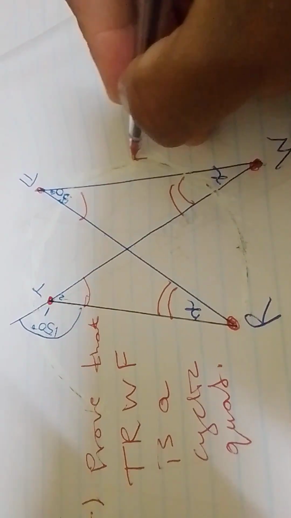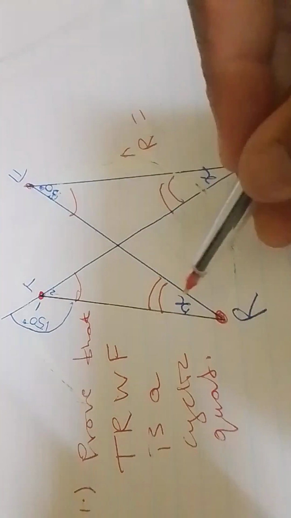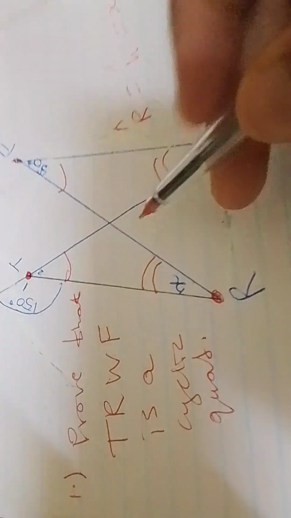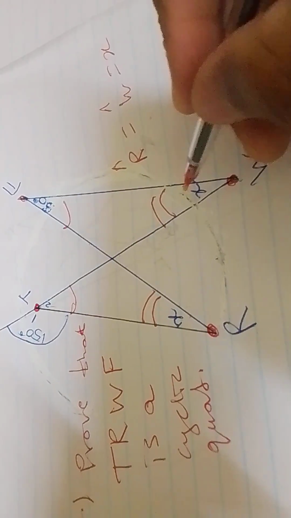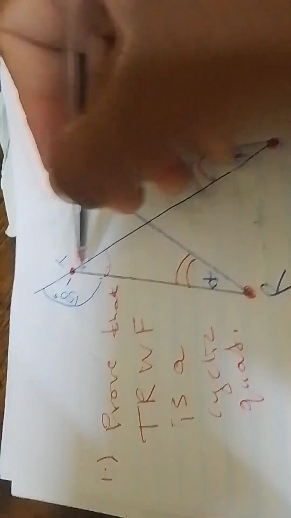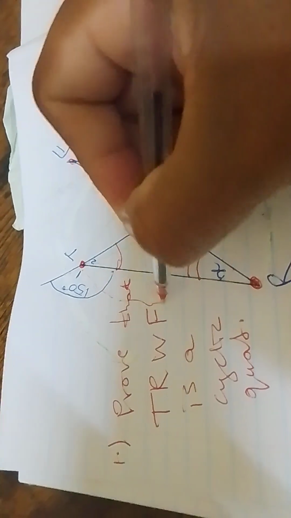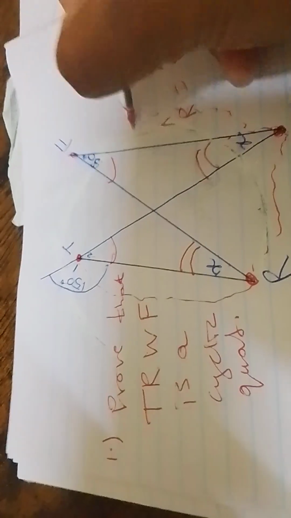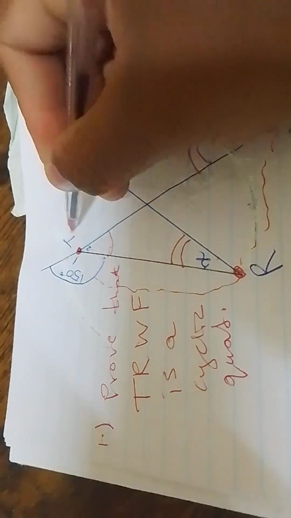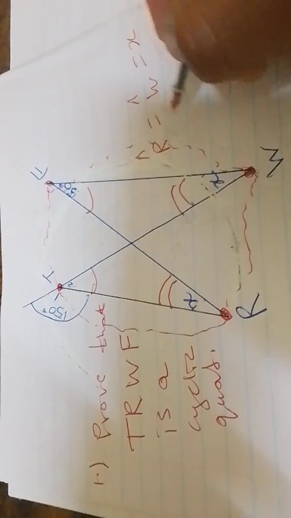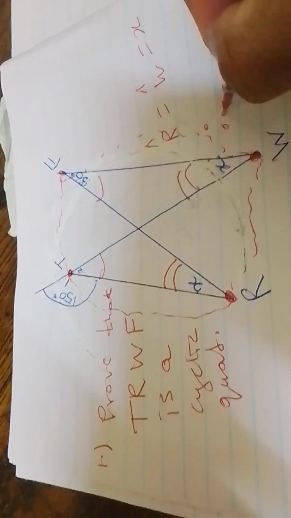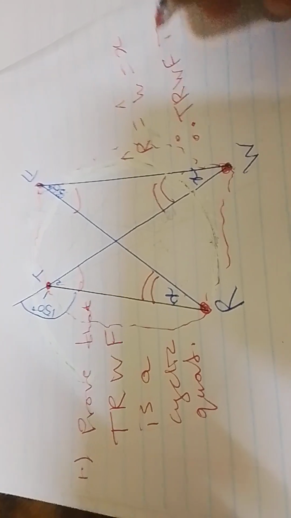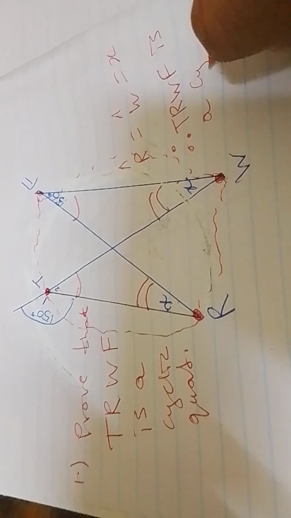I can say angle R is equal to, which is this one, angle R is equal to angle W. They are both equal to X. Which means if these 2 angles are equal, it means this thing now can fit into its own circle, or it is a cyclic quad. Can you see? So I can say it means now that therefore TRWF is a cyclic quad.